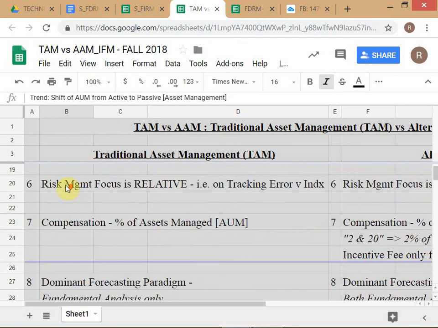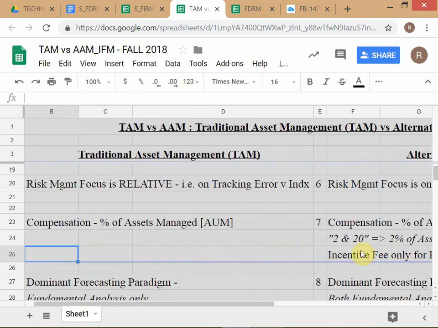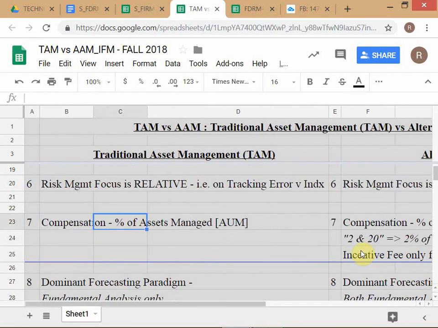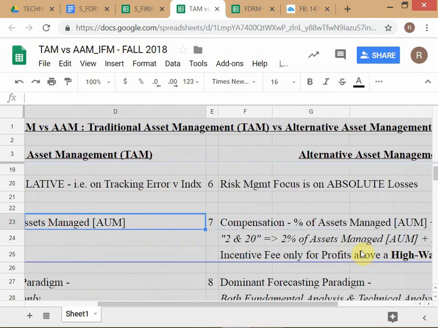And I just want to add one more point about the high water mark. Remember that when we go back to point number 7 on the distinction between TAM and AM, how would you roughly summarize the difference in compensation? Incentive fees. Correct. So in TAM there is no incentive fee. There is only a management fee, which shows up as the expense ratio of the mutual fund. And in AM, there is a management fee plus an incentive fee.